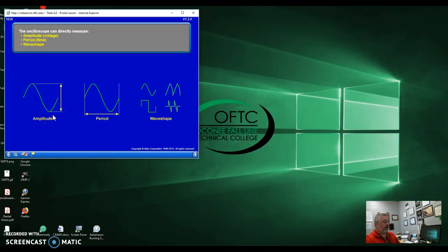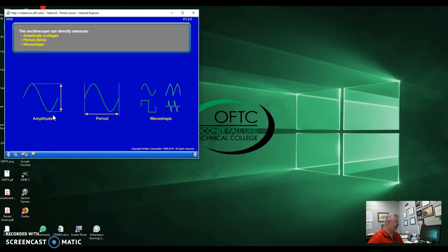That's basically the voltage reading of the signal, just like we measure DC with a meter. We can measure millivolts all the way up to kilovolts, if we happen to have something that goes that high. This is the amplitude of the AC.